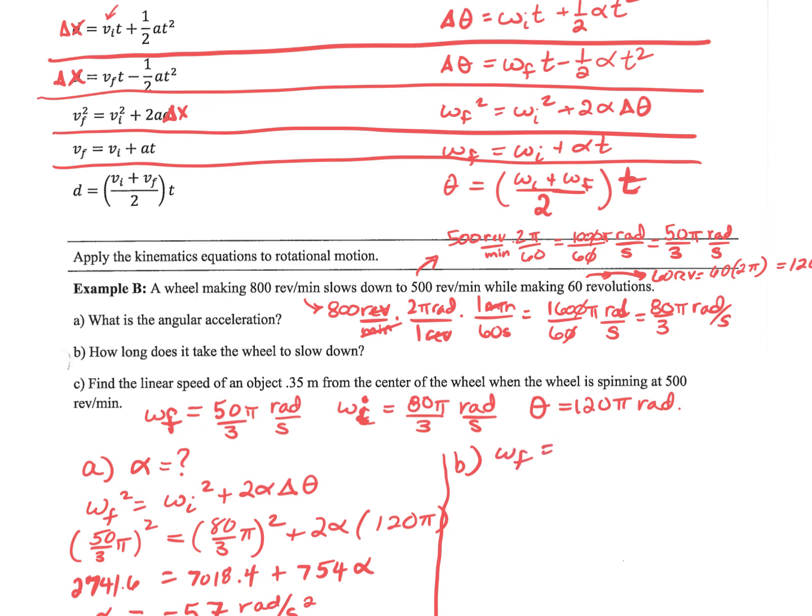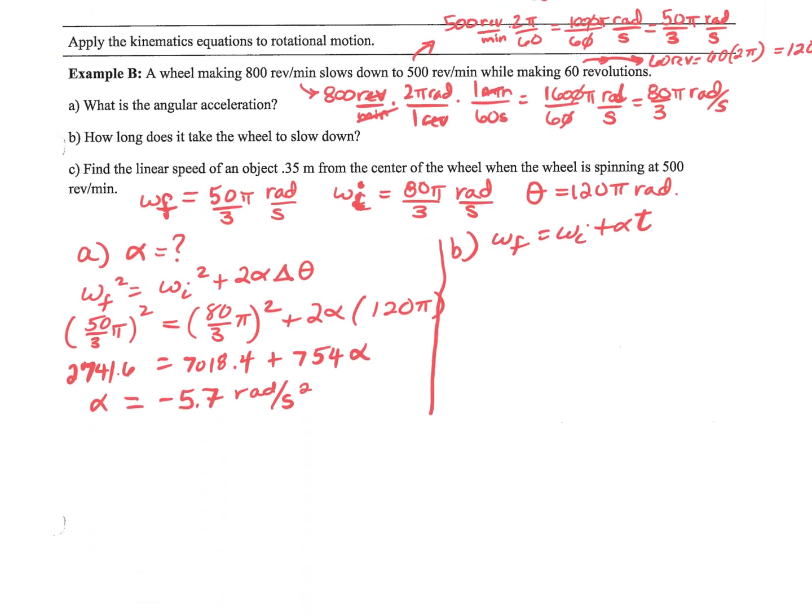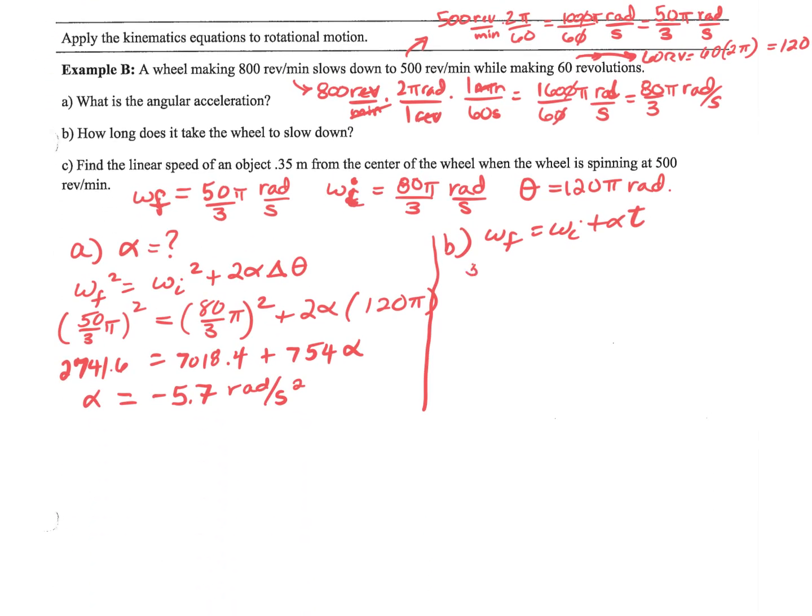Omega final equals omega initial plus alpha t. This is always our favorite one. It's always the simplest. So 50π/3 equals 80π/3 plus what? Negative 5.7 t. Solve for t. About 5.5 seconds.